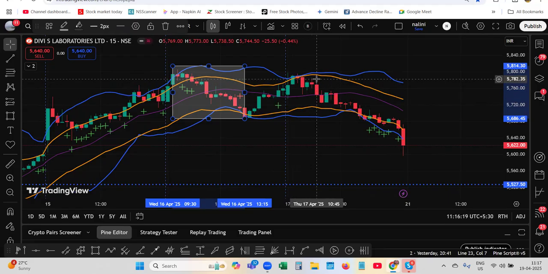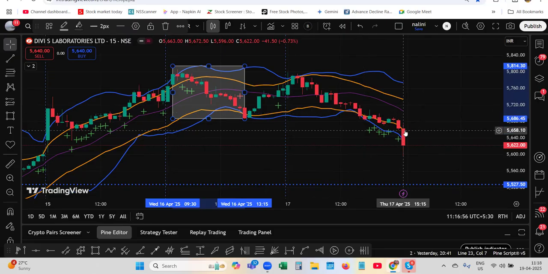Price action, you can see here, the price is below the 20 period moving average, and the Keltner channel is running within the Bollinger Band, and Bollinger Band expansion you can see for the volatility move. It's not very evident, but you can make out by careful observation. So Bollinger Band you can see moving inside the Keltner channel, and it was a swift down move in Divi's Laboratory.